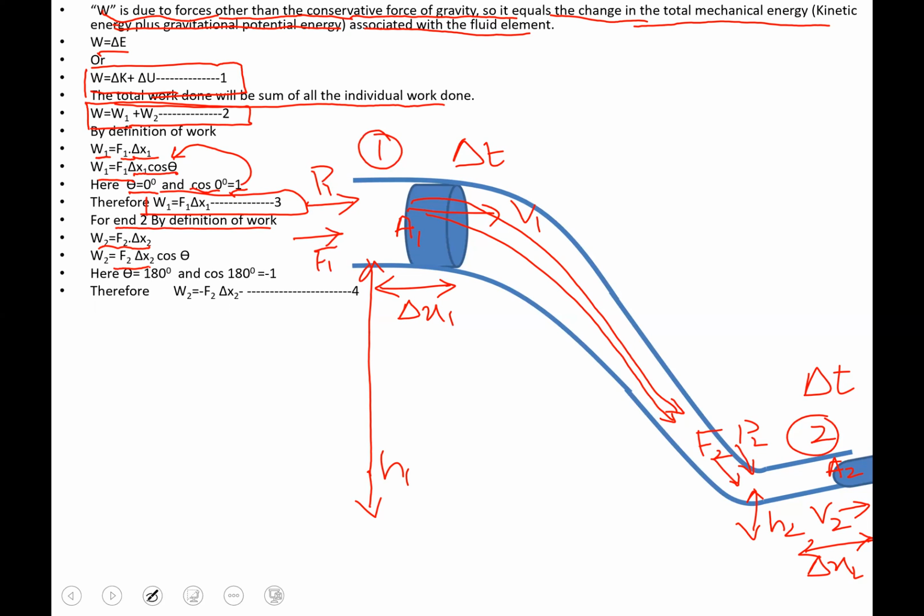W2 is equal to F2 delta X2 cos theta. Here theta is equal to 180 because the force is in opposite direction to that of the displacement. And cos 180, as we know, is equal to -1. Putting this value in this equation, we get W2 is equal to minus F2 delta X2, and that is equation number 4. Now we have found the work done on the upper pipe was F1 delta X1, which is equation 3, and the work done on the lower pipe, which is minus F2 delta X2.